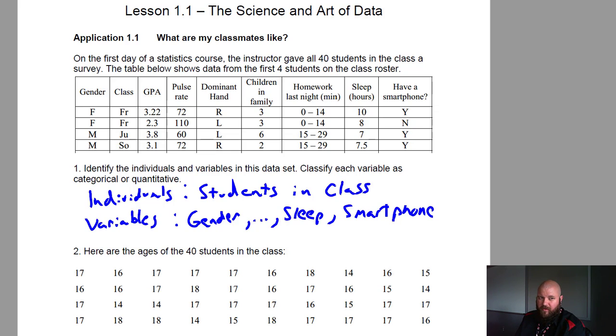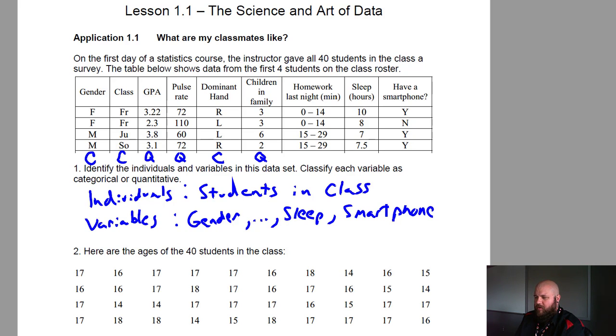And with this, we're going to label them right underneath here. So if we have gender, male or female, so we should have categorical. For their class, freshman, junior, sophomore, categorical. Your GPA, those are numbers, right? Number values that they got. So it's going to be quantitative. Your pulse rate, it can be quantitative. It's the actual number value of your pulse. Dominant hand, right, left, well, it's categorical. Children and family, well, it's how many children you have, so it's a number, so quantitative.